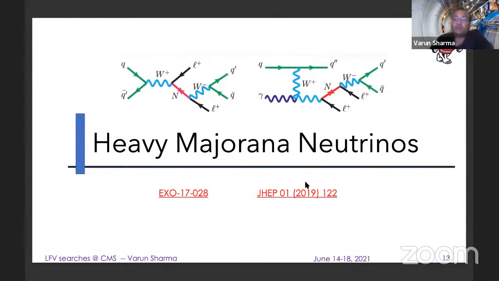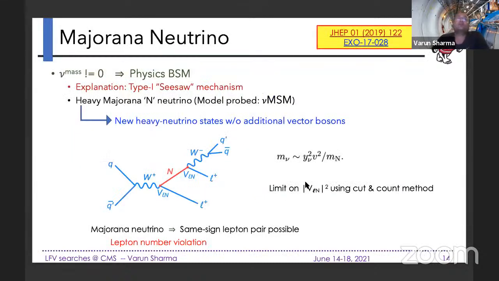So moving from tau to 3 muon to heavy Majorana neutrinos. Again, we know that neutrinos are massive, and one of the leading candidates to explain the massive phenomena of neutrinos is the well-known seesaw mechanism. This mechanism postulates the existence of a heavy Majorana neutrino, and it just postulates these heavy neutrino states without postulating any additional vector boson. So that's a good thing about this model.